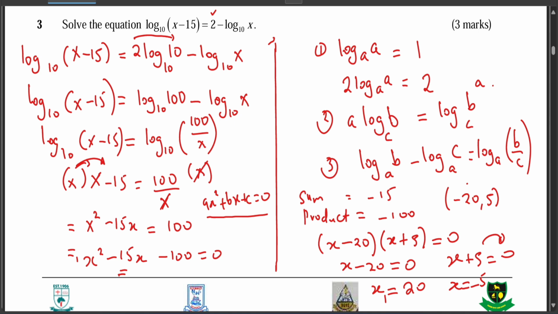So your x values are just 2. So let me just write them. So your x1 is 20, and your x2 is negative 5. But make sure that you confirm your answers. So for example, you have negative 5. Sometimes it doesn't satisfy the equation, so therefore you need to substitute it into the original equation. Now if I substitute negative 5 into the original equation, I find that it's already satisfied and doesn't have any error in it. So therefore our x values are only 2, which is 20 and negative 5. So 3 marks are bure na tunasonga hivyo.